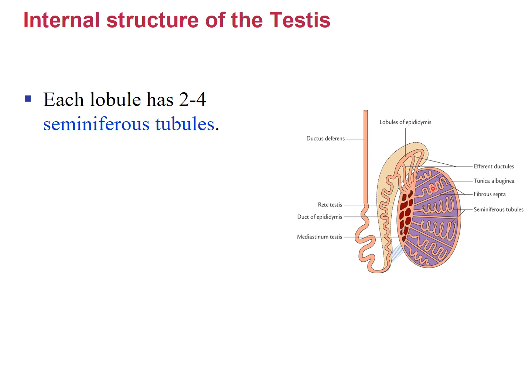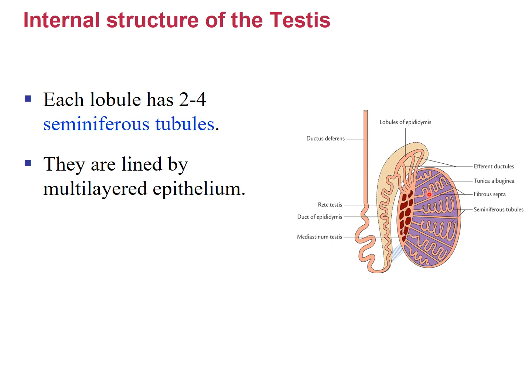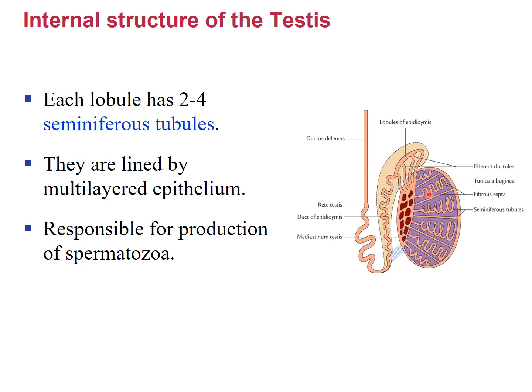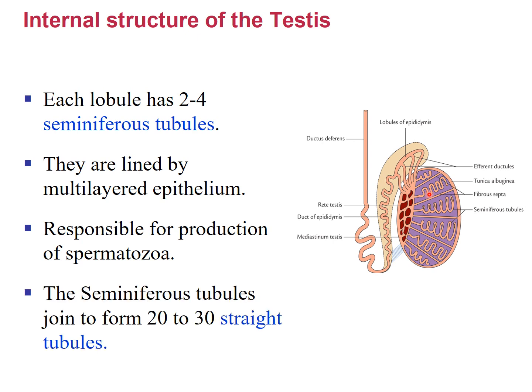Each lobule consists of coiled structure here, that is the seminiferous tubules. They are 2 to 4 in number. These seminiferous tubules are lined by multilayered epithelium. They are responsible for the production of spermatozoa. The seminiferous tubules join to form 20 to 30 straight tubules, which we can locate here. This is the straight tubule. These are the straight tubules.